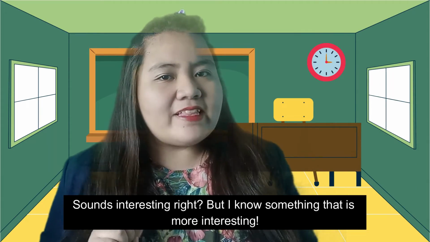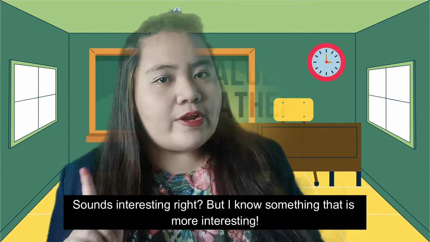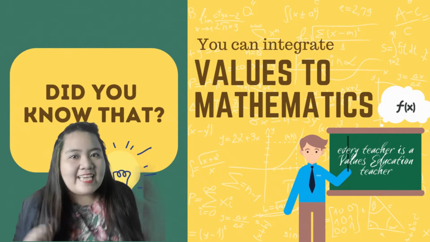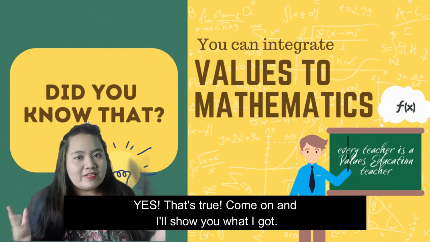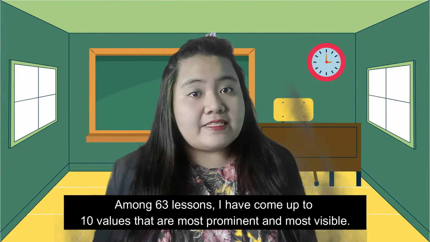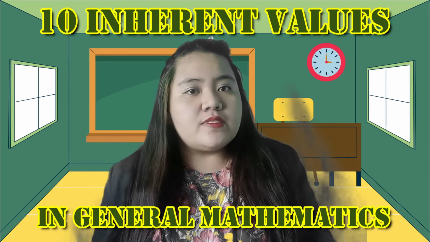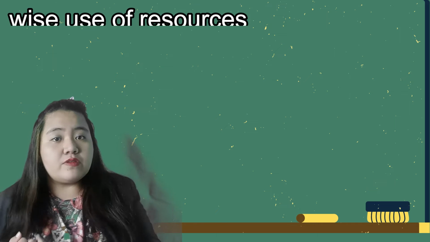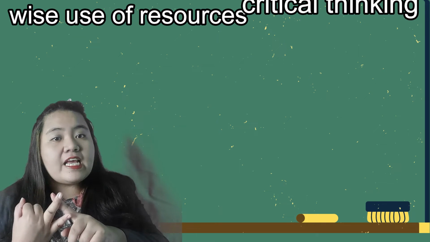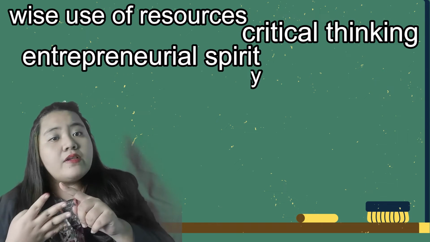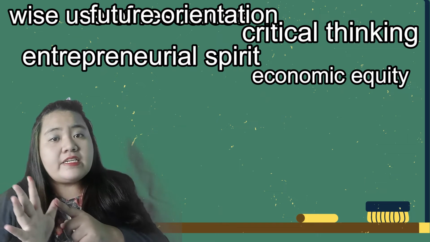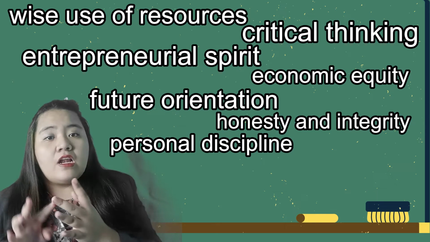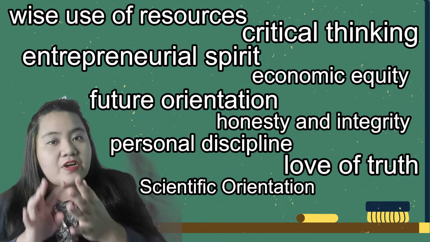Sounds interesting, right? But I know something that is more interesting. Do you know that you can also integrate values to mathematics? Yes, that's true. Come on and I will show you what I got. Among 63 lessons, I have come up to 10 values that are most prominent and most visible. These are the values of wise use of resources, critical thinking, entrepreneurial spirit, economic equity, future orientation, honesty and integrity, personal discipline, love of truth, scientific orientation, and fairness.